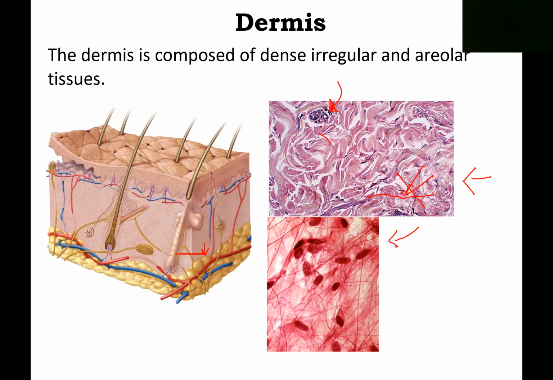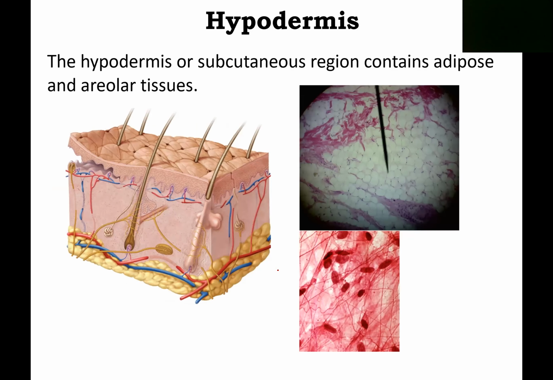Here we see a blood vessel within the dermis. Deep to the dermis, you have the hypodermis, or subcutaneous layer. It's a mixture of adipose tissue and areolar tissue, which is what we see here. There are some accessory organs in this area, mostly hair follicles.